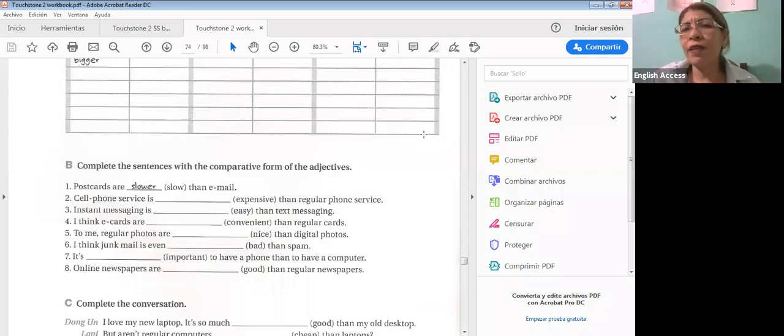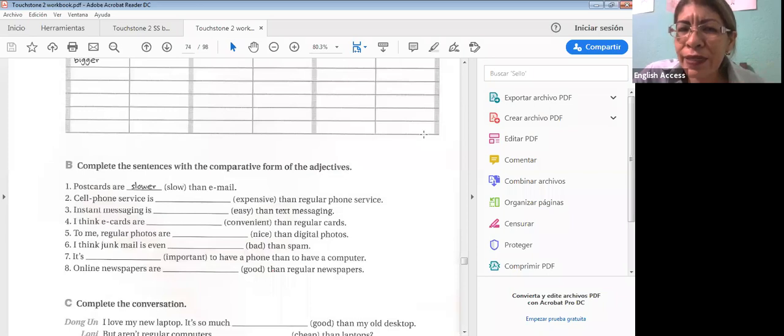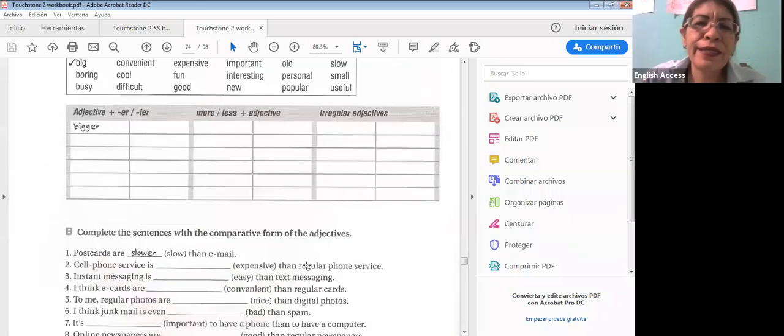So this part is not difficult. As you can see, we're using adjectives. You already know a lot of adjectives. I think this lesson is not difficult. I think it's easier than the other ones that we have seen. For example, we have bad. If you pay attention to exercise 1, we have a chart. I want you to pay attention to the part that says irregular adjectives. In that part, you have the comparative form of bad.